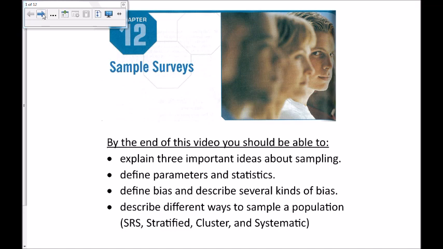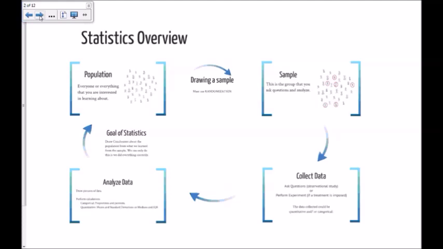And finally, you should be able to describe different ways of sampling a population. Those include an SRS, stratified sample, a cluster sample, and systematic sample. And we'll talk about what each one of those are. First, here is our overview of statistics. Okay, we start off with a population, and then we draw a sample using randomization. Okay, in this chapter, we are looking at how to draw that sample.